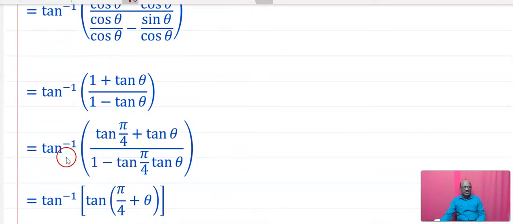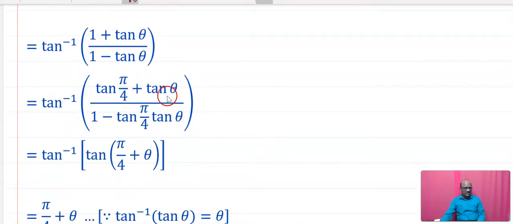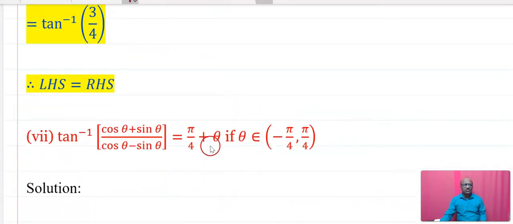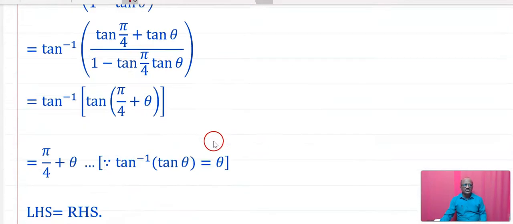And this is nothing but, 1 means what? Tan of pi by 4, so tan of pi by 4 plus tan theta upon 1 minus tan of pi by 4 into tan theta. And this is nothing but the expansion of tan of pi by 4 plus theta. And tan inverse of tan of pi by 4 plus theta is pi by 4 plus theta, that is, tan inverse of tan theta is theta. And hence we get what we wanted to prove, that is pi by 4 plus theta.